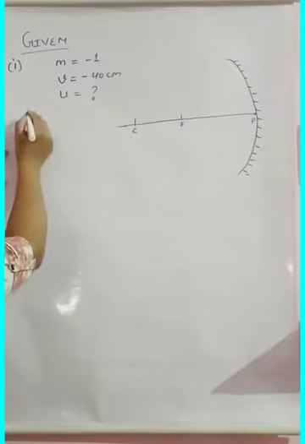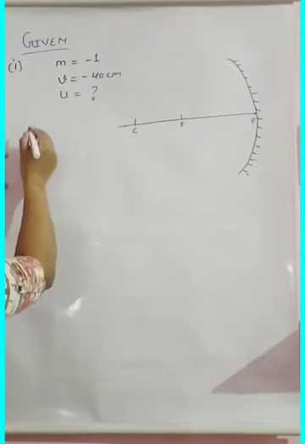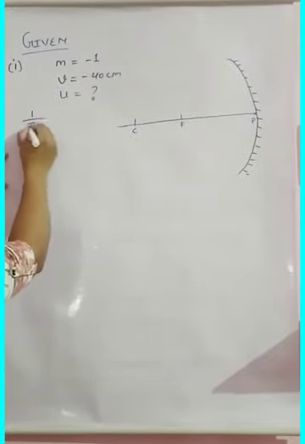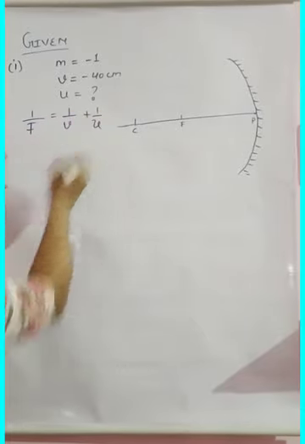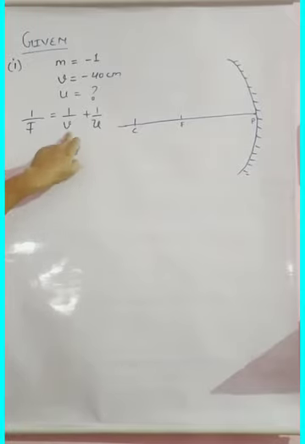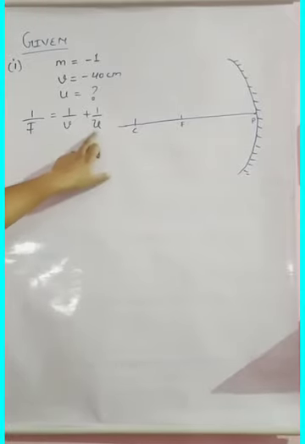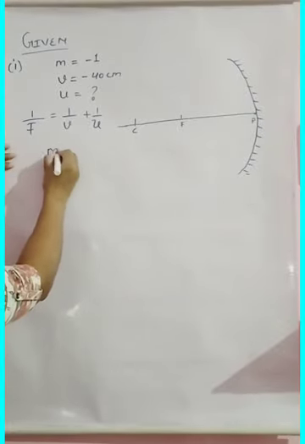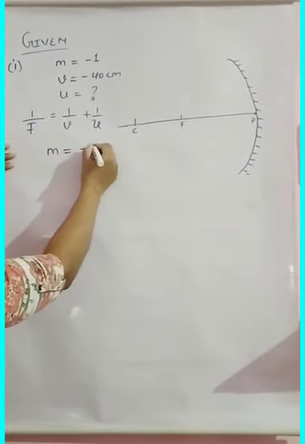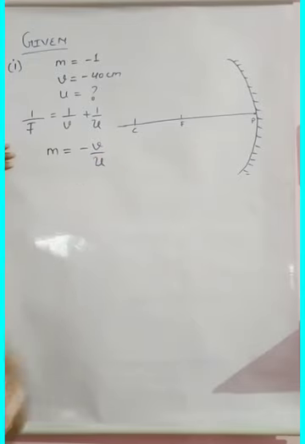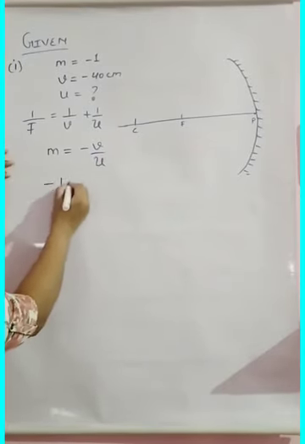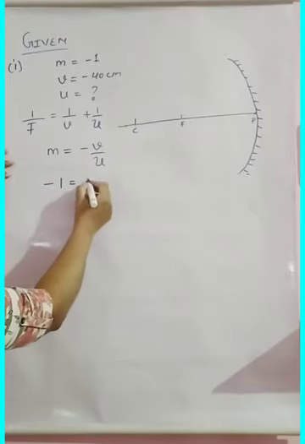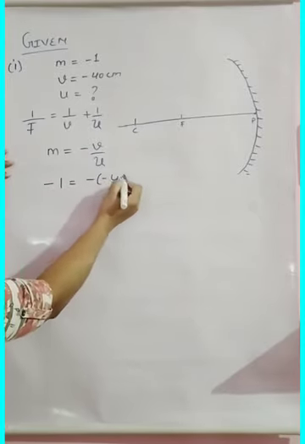So if you see, we have the mirror formula. What does the mirror formula say? 1 upon f is equal to 1 upon v plus 1 upon u. Here I have only my v, I don't have my f, I don't have my u. I cannot use this formula. But if I go to the magnification formula, what does it say? m is equal to minus v upon u. This is the formula which I can use. So m is what they have given, that is -1, is equal to v, which I have, minus 40.